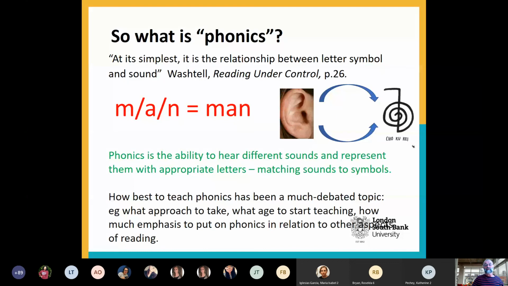So phonics. At its simplest, it's a relationship between a letter sound and a symbol. So what we've got there is M-A-N. Now I'm going to start to talk about the clipped approach to phonics.